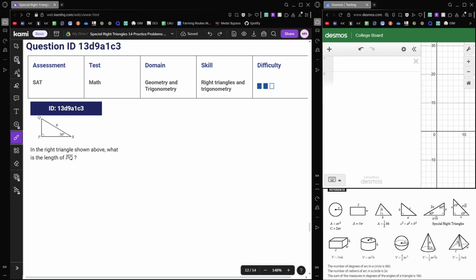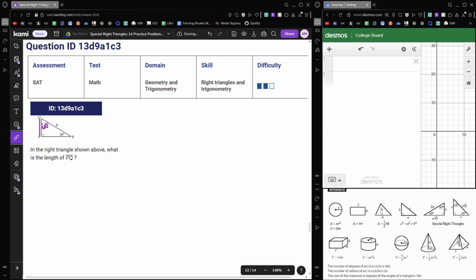Question number 12. In the right triangle shown above, what is the length of line PQ? So they're asking us to find the length of this side right here. Now we see a right angle and a 30-degree angle, so this is obviously going to be a 30, 60, 90 triangle.